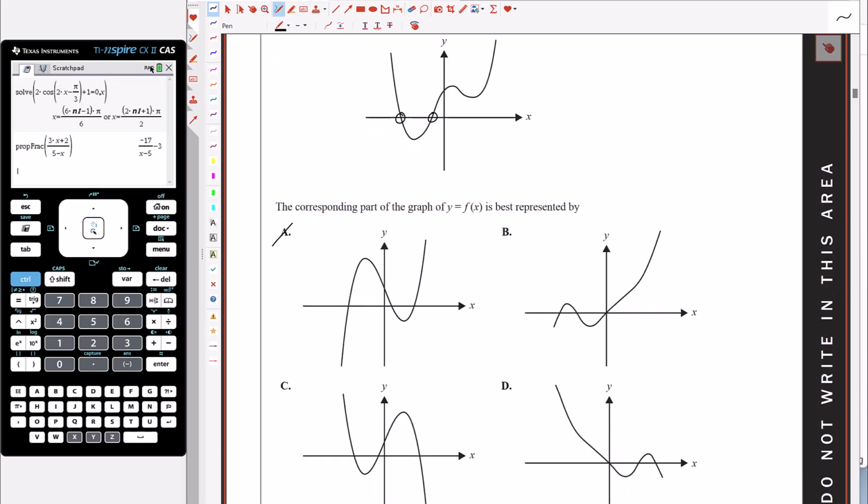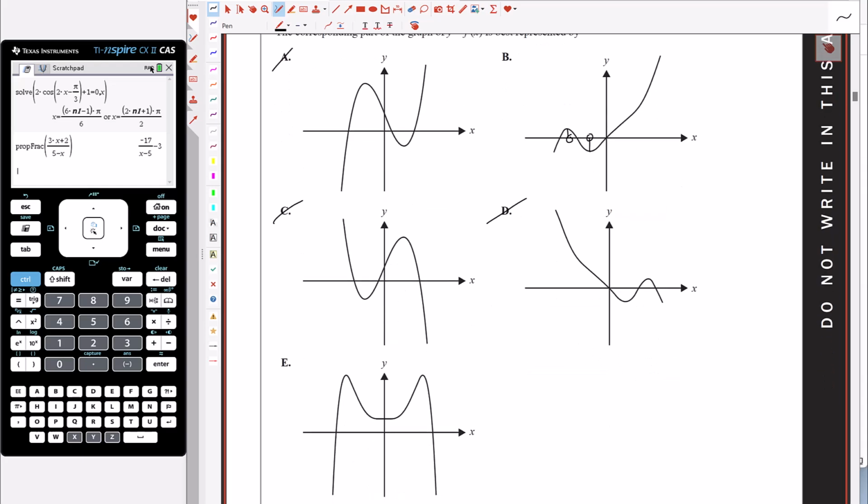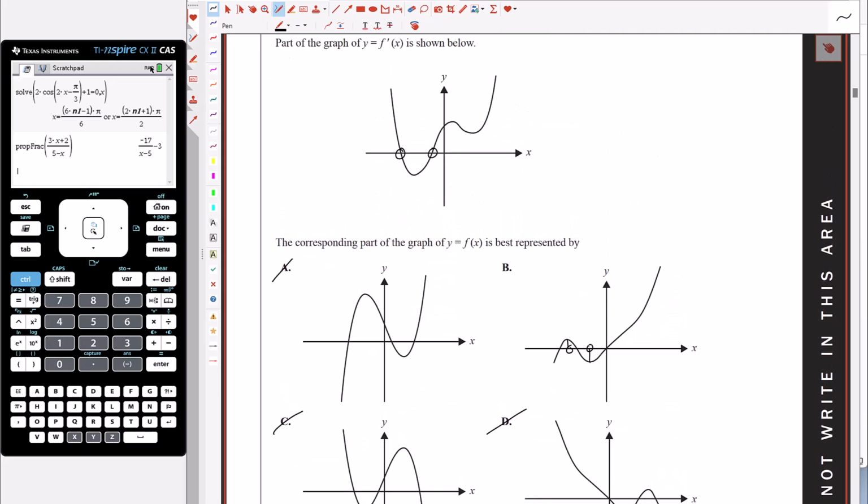B might be an option. Again, I've got stationary points at 2 values that are to the left of the x-axis, so that could be an option. C we can definitely rule out. D we can definitely rule out. And E we can definitely rule out. So actually just looking at the stationary points, it takes me to B.